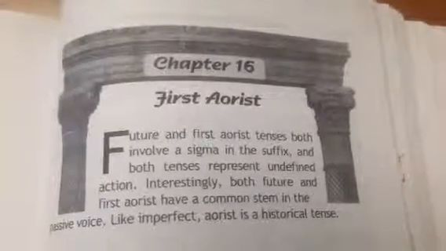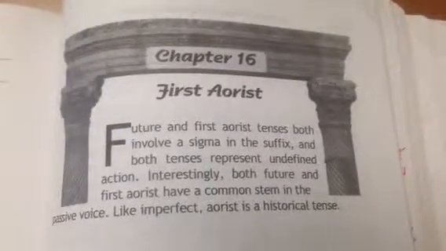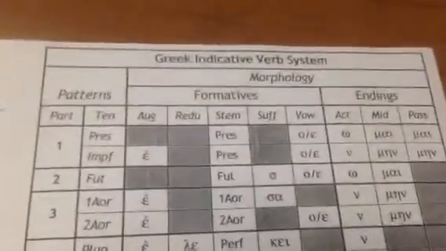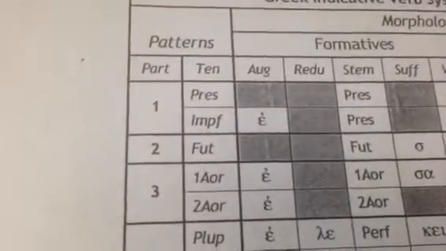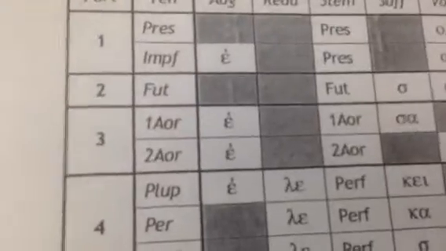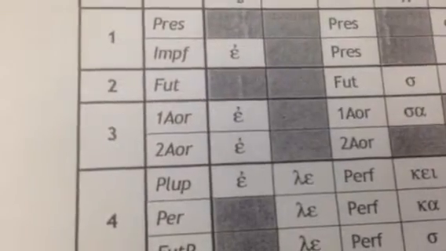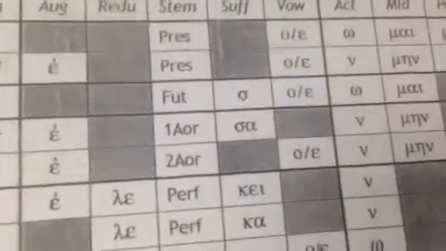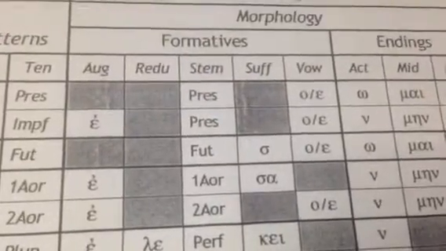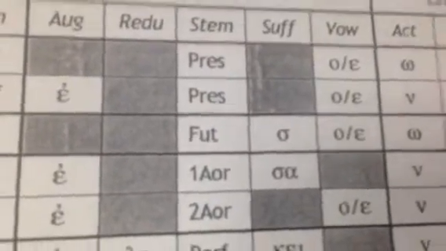We studied the first part of the third principal part in chapter 16 with the first aorist. We're returning to our table that I introduced in chapter 15, our overview of the indicative verb system. So thus far we've seen principal parts 1 and 2, and so you see that the first aorist is a part of principal part number 3. We see that we will encounter an augment like we did for the imperfect in principal part number 1. Still no reduplication. Of course we have the verb stem, we call it the first aorist.